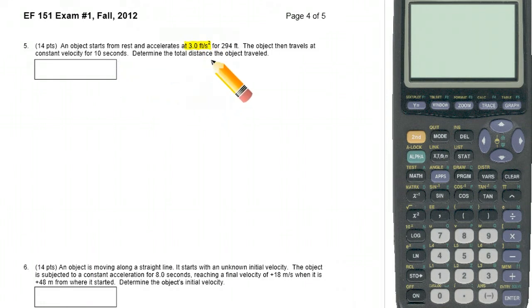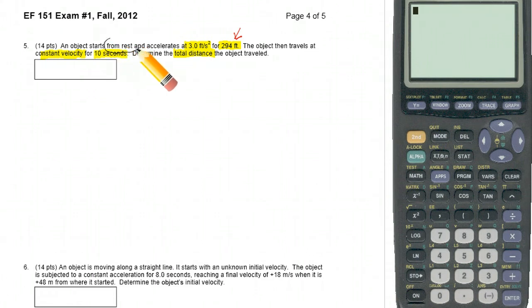Okay, so here's our acceleration. Here's how far we went. Then it travels at constant velocity for 10 seconds. So we want to determine total distance. We already have the distance the first part traveled, but we don't know its final velocity. So we need to calculate this final velocity of the first part because it's the constant velocity for the second part. So hopefully pretty straightforward.